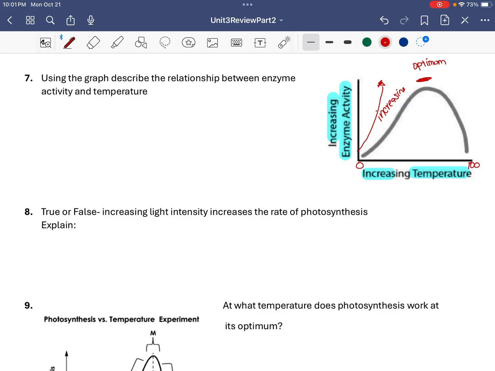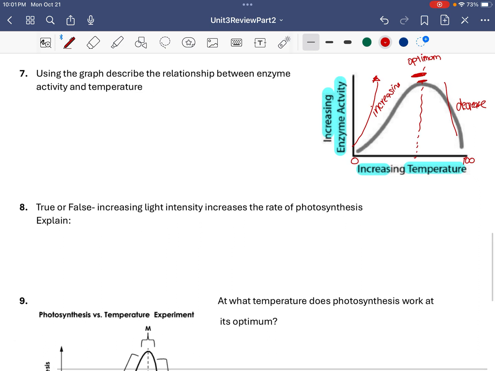So this is our optimum area. It's working at its best, and then after a while, it just starts to decrease. So when you're looking at where your enzyme works best, it would be at this specific temperature. We don't have a reading for it, but it would be that temperature.